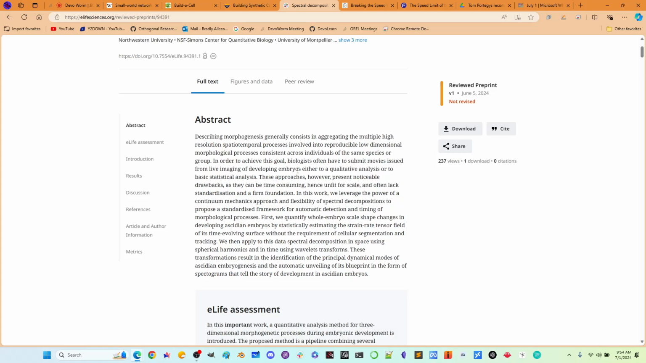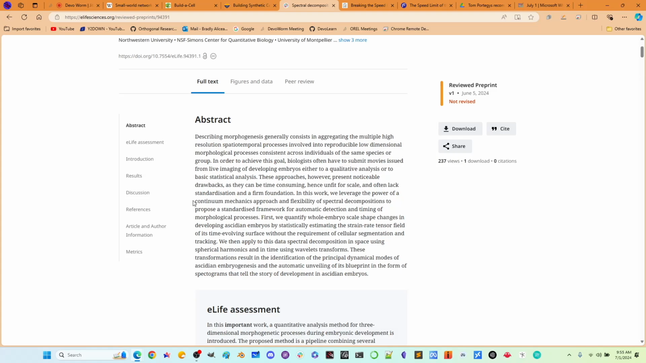So what they're saying is that that's sort of the standard in the field. These approaches, however, present noticeable drawbacks, as they can be time-consuming, hence unfit for scale, and often lack standardization and a firm foundation. So these are all challenges we've seen in the C. elegans datasets. In this work, we leverage the power of a continuum mechanics approach and flexibility of spectral decompositions to propose a standardized framework for automatic detection and timing of morphological processes.